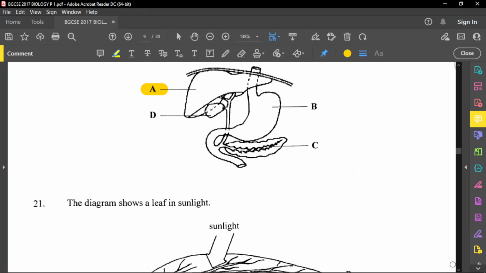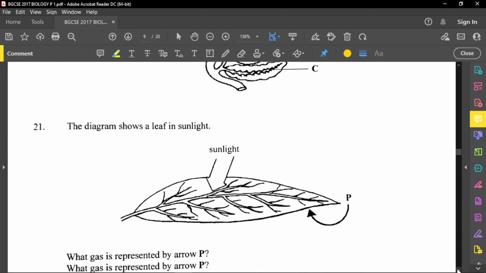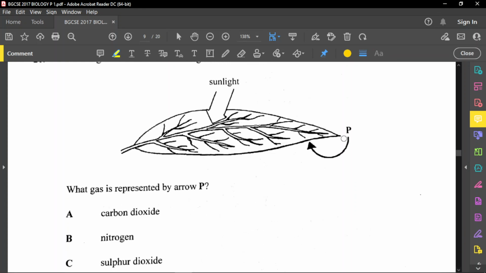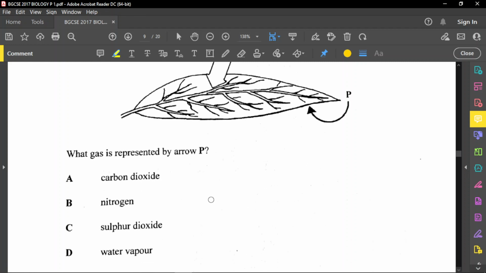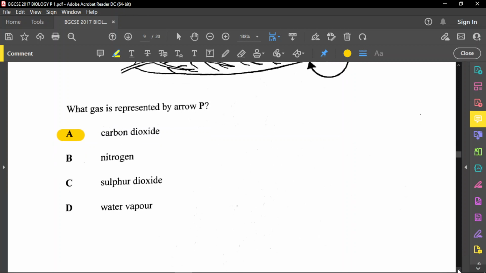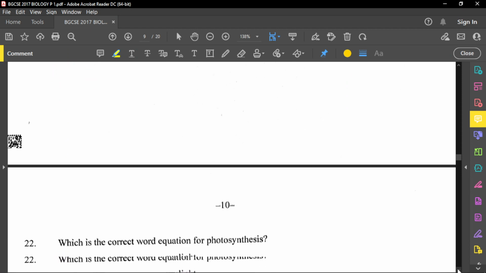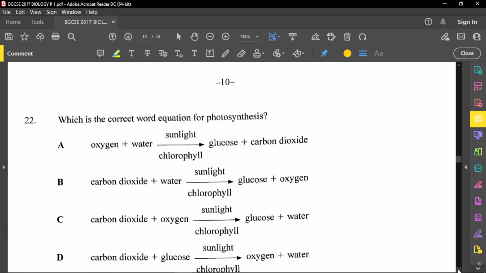All right, 21. The diagram shows a leaf in sunlight. And so light is going in, and then you have P representing a gas. So what gas is represented by P? Without any doubt, light is present. That means if the plant is photosynthesizing, the gas that is going in must be carbon dioxide. All right, good. So there's no need to talk about anything else with that because definitely carbon dioxide is right there.